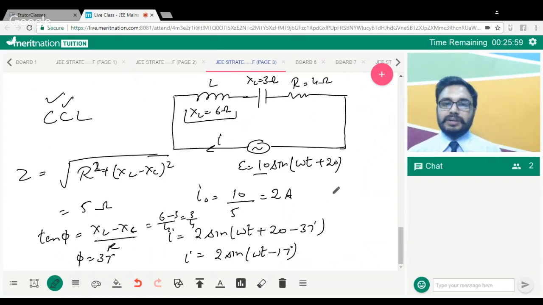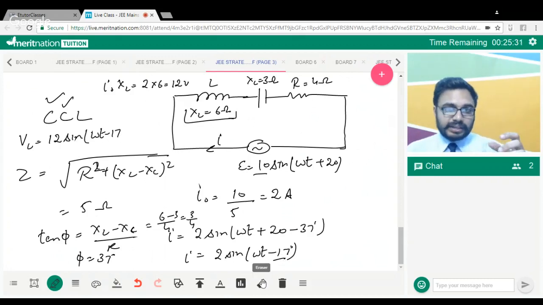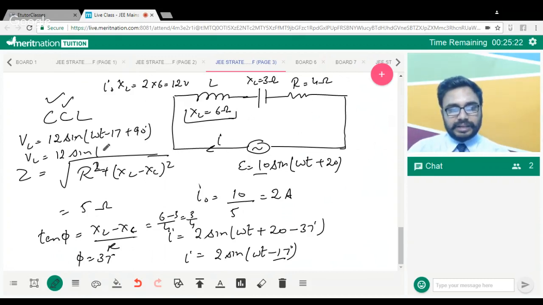But still we are not done. We have to find out the potential across the inductor. How to find the potential across the inductor? Basically, the maximum potential across the inductor will be equal to I naught XL, that is 2 into 6, which is equal to 12 volt. So the potential across the inductor is 12 sine (omega t minus 17), that is of current. But in an inductor, the voltage is leading the current by 90 degree, so plus 90 degree. That is the potential across the inductor: 12 sine (omega t plus 73 degree).